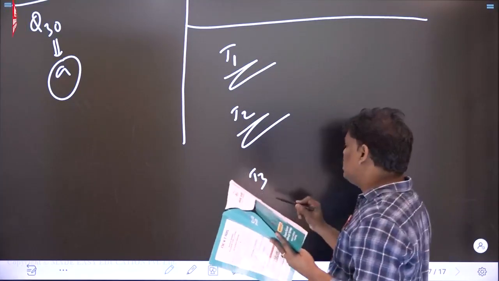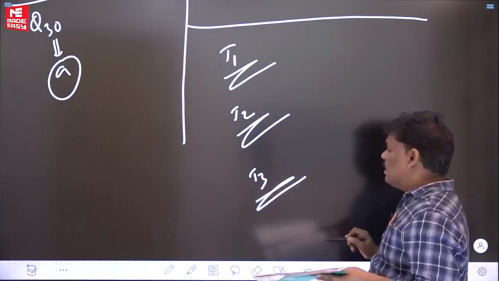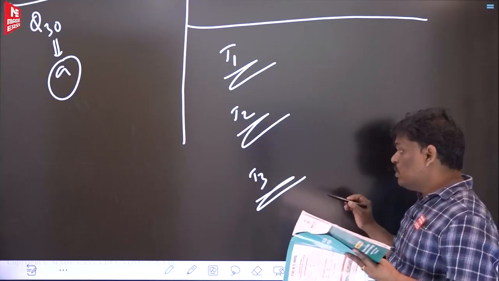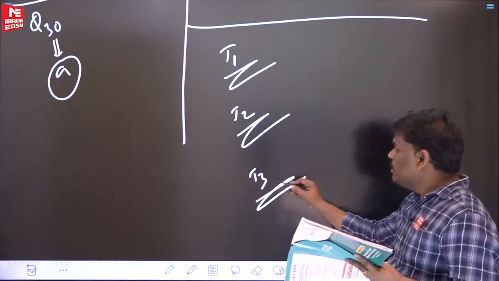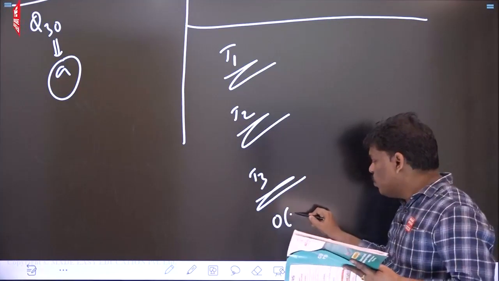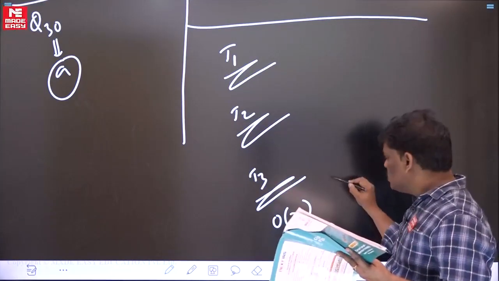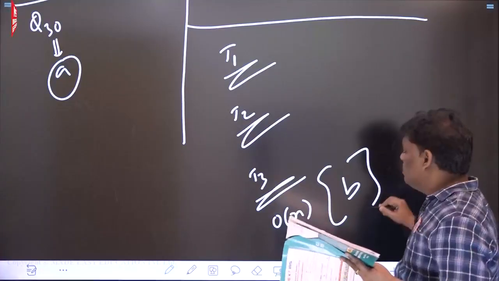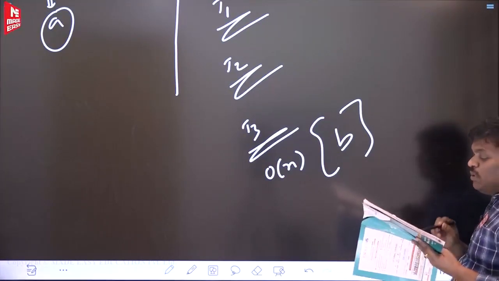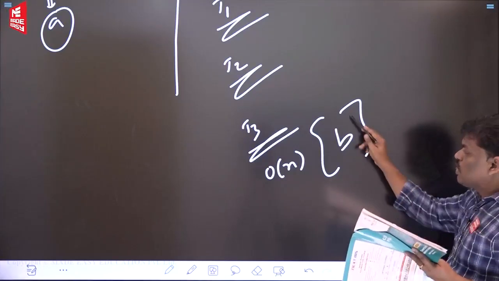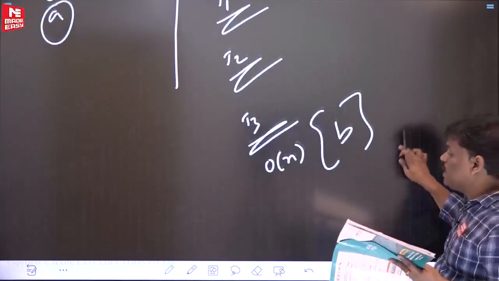T3, let's see correctly now. Question number T3 is very, very important, that is the reason I am explaining. The T3 answer is going to be big O of n. Which option? Second option, carefully listen. So I have written option B. Some people are asking, sir, how?